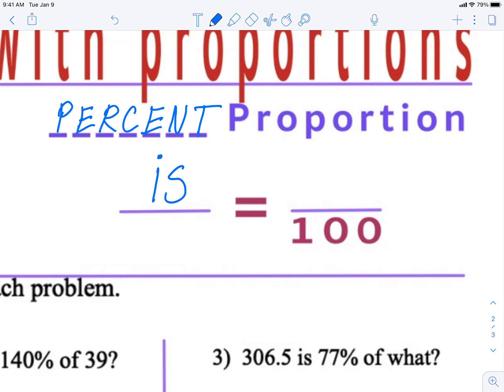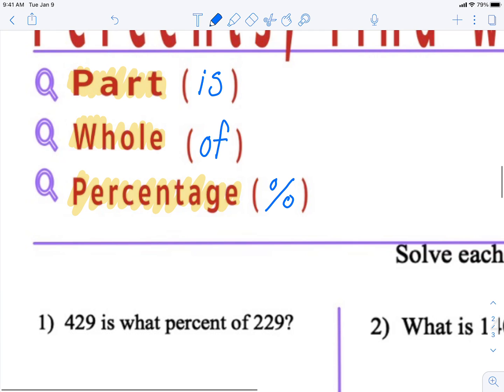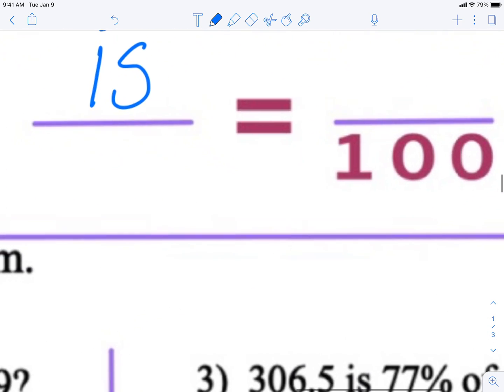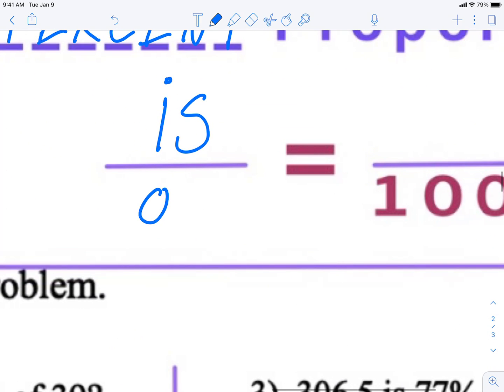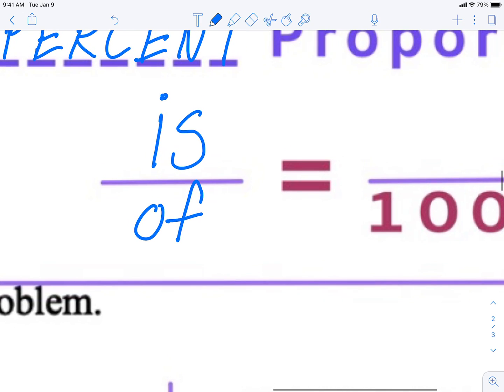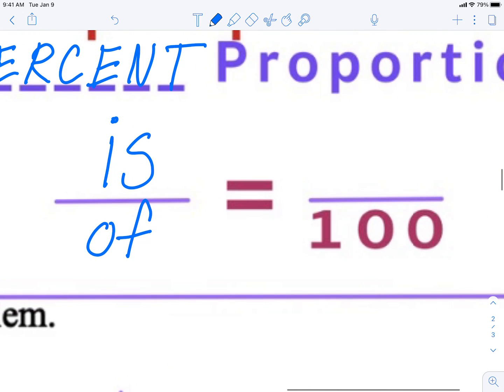Now, the whole thing, the whole, is of. And of goes on the bottom of this first fraction. So is over of. The part over the whole. Is over of, I'm sorry, a part over the whole, the part over the whole, okay?